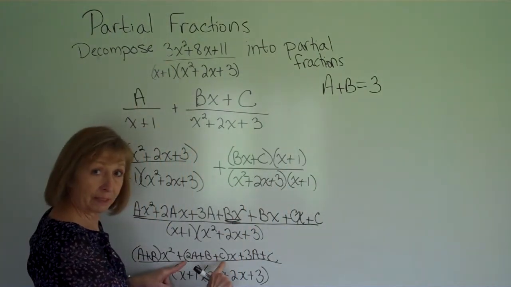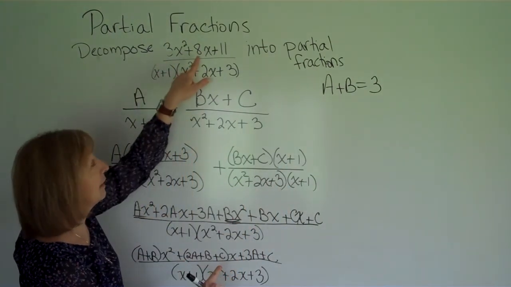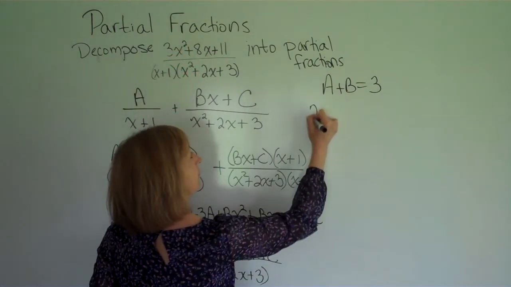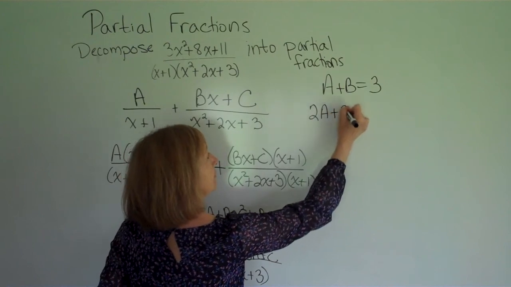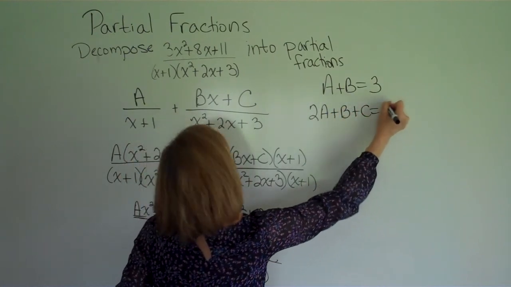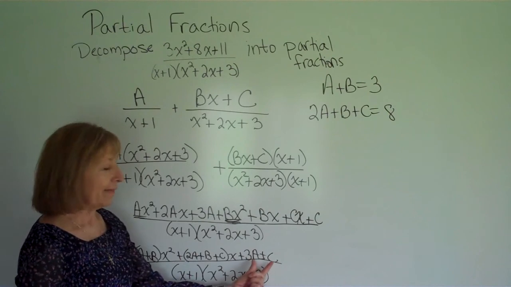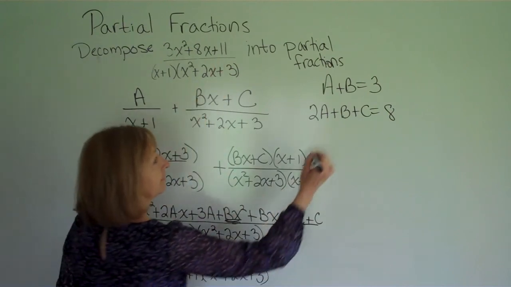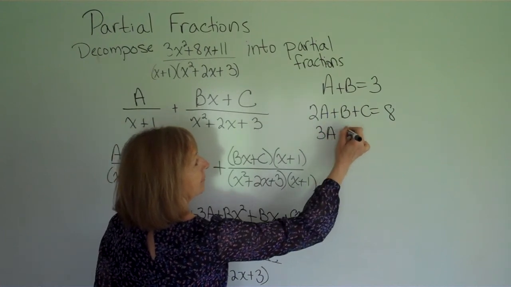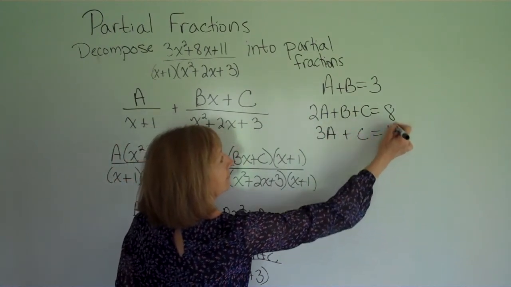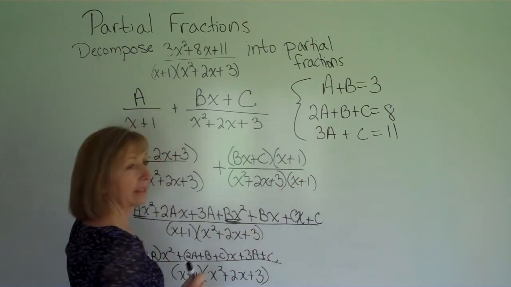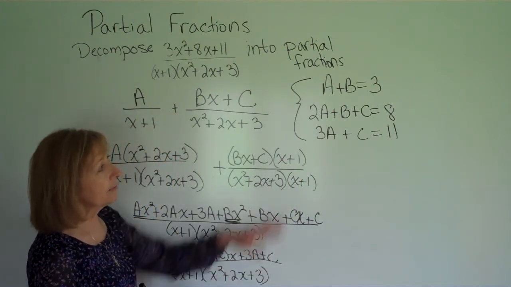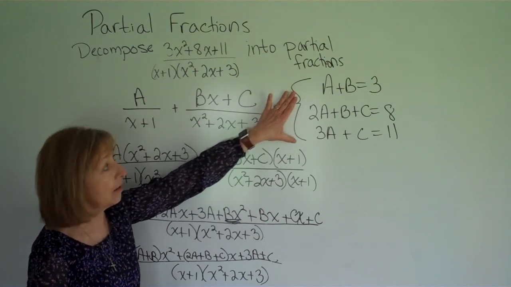Then 2a plus b plus c has to equal 8, because they're the coefficients in front of x. And then 3a plus c has to equal 11. So that's what we need to have in terms of our system of equations to solve.